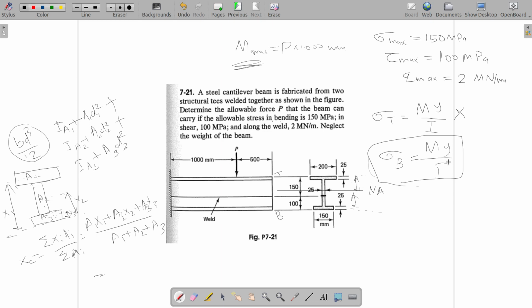So sigma bottom will be the value we are interested in. From that you will get a P. So that sigma max can be equated with the given sigma max. So sigma bottom can be given 150 MPa, which is equal to I is calculated, Y is calculated, M is some quantity into P, so a constant multiplied by P will be the answer, and you will get the value of P from here.